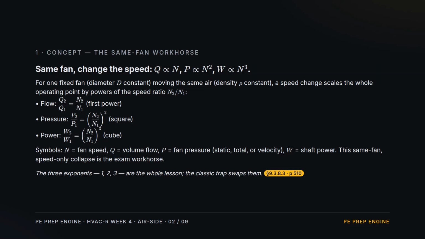Concept 1. The same fan workhorse. Take one fan, keep its diameter fixed, keep the air the same, and just change the speed. Flow scales with the first power of the speed ratio, pressure with the square, and power with the cube. Those three exponents, 1, 2, 3, are the entire lesson. Here N is fan speed, Q is volume flow, P is fan pressure, and W is shaft power. This same fan speed-only case is what the exam leans on.